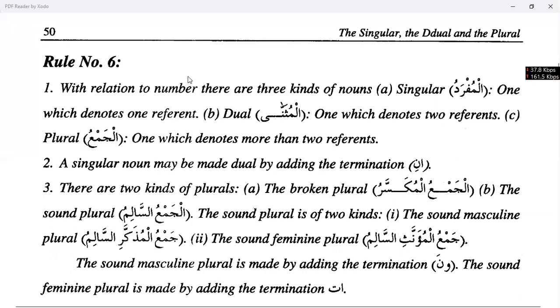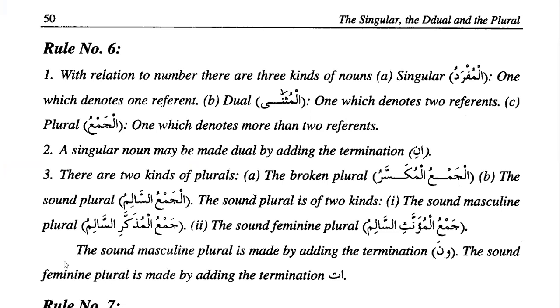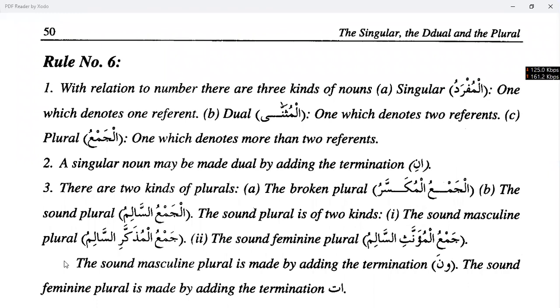Assalamu alaikum. Wa alaikum assalam. The first one: with relation to number, there are three kinds of noun: singular, mufrad, which denotes one reference; dual, musanna, which denotes two references; and plural, jam', which denotes more than two references. The second one: a singular noun may be made dual by adding alif and nun. The third one: there are two kinds of plural: the broken plural, jam'ul mukassar, and the sound plural, jam'ul salim. The sound plural is of two kinds: the sound masculine plural, jam'ul muzakkar salim, and the sound feminine plural, jam'ul mu'annath salim. The sound masculine plural is made by adding waw and nun. The sound feminine plural is made by adding alif and ta maftuha.